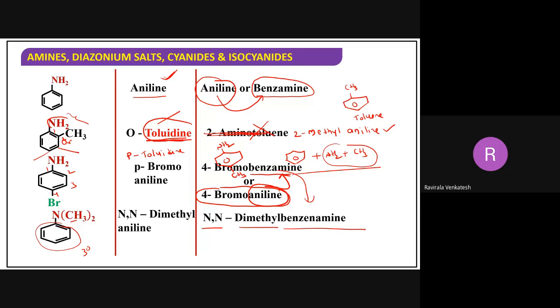Okay. This is about the nomenclature. N,N-dimethyl aniline is the common name actually, and this is the IUPAC. Okay. You have to practice these because you will get them when you're doing the chemical reactions. You will get all these things generally.